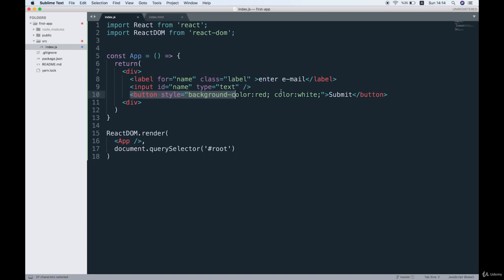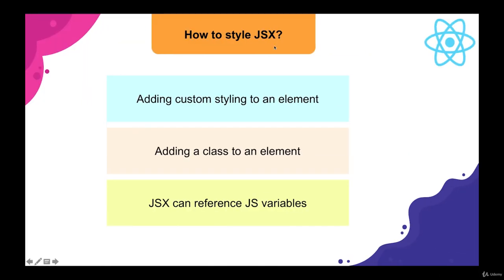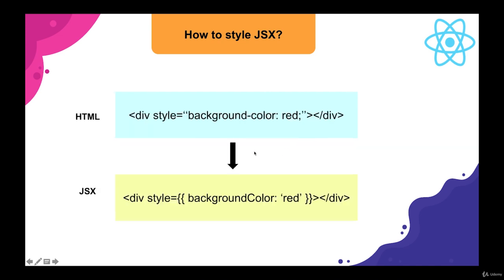So that's the first thing that's different between JSX and HTML. Now, let's take a look at another diagram. And that's going to help you understand how we can take the HTML version and then convert it over to JSX.